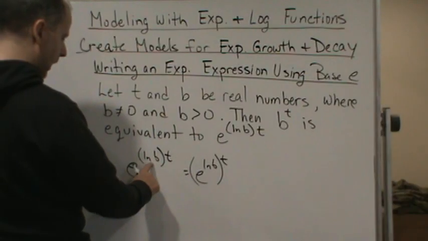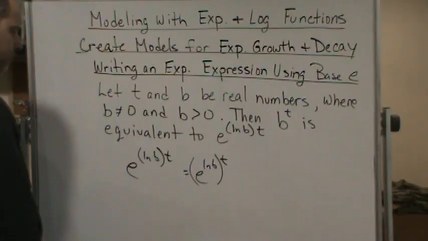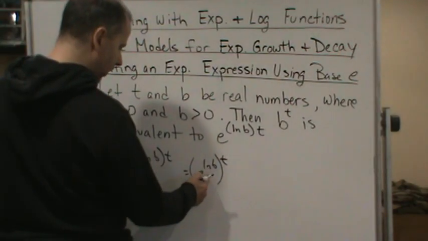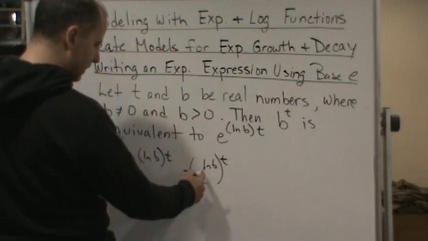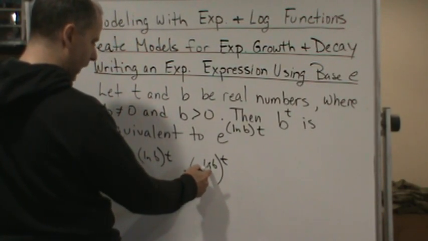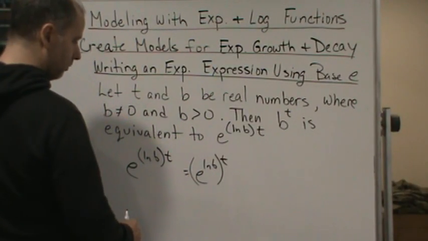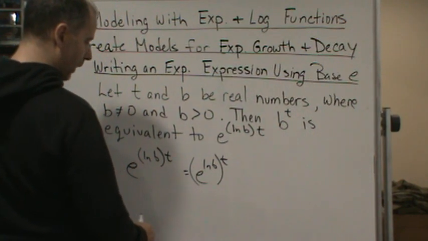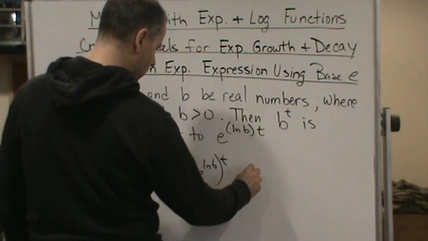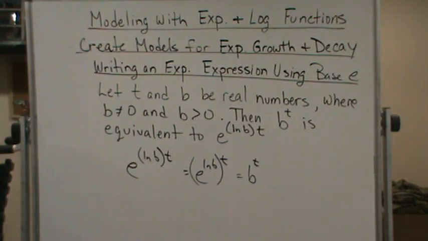So a multiplication in the exponent is just the same as a power raised to a power. And then inside here, this is just an exponential and a log of the same base, which just brings the exponent out. And so this becomes b to the t. And that's it. So now we'll do an example of how we can use this to help solve problems.